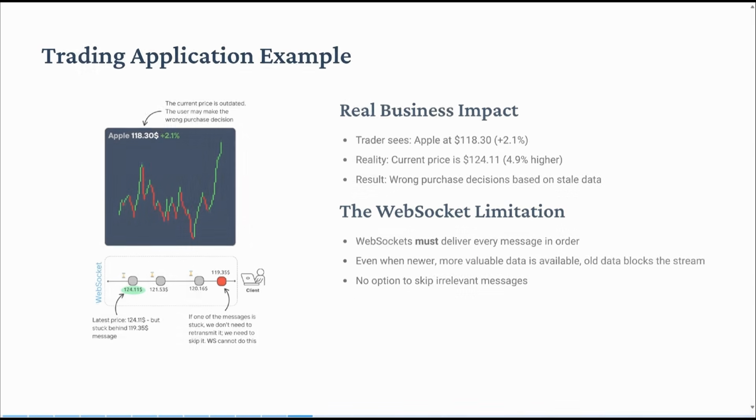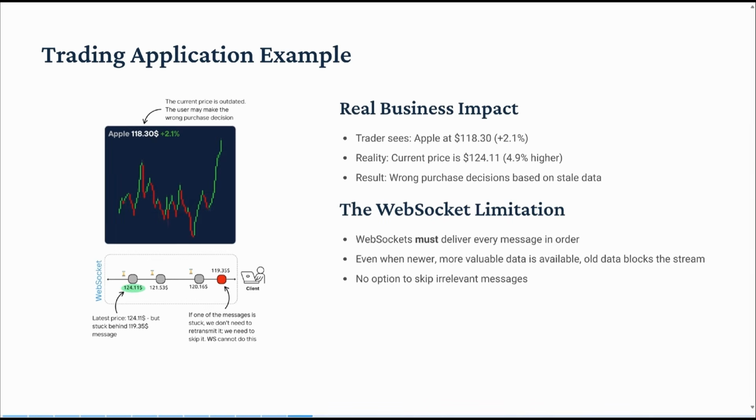Let me show you a concrete example of why head-of-line blocking is such a serious problem in financial applications. Here we have Apple stock, showing $118.30 with a 2.1% gain. But here's the issue, this price is actually outdated. The current price is $124.11, which is almost 5% higher than what the user is seeing.